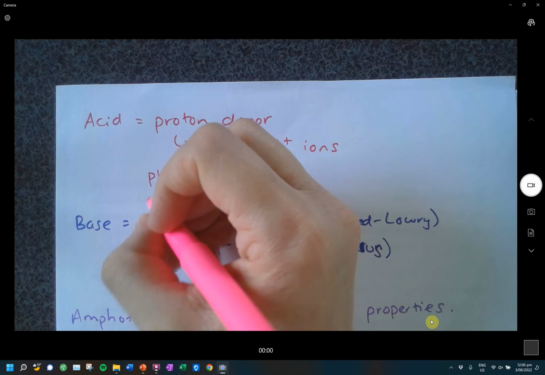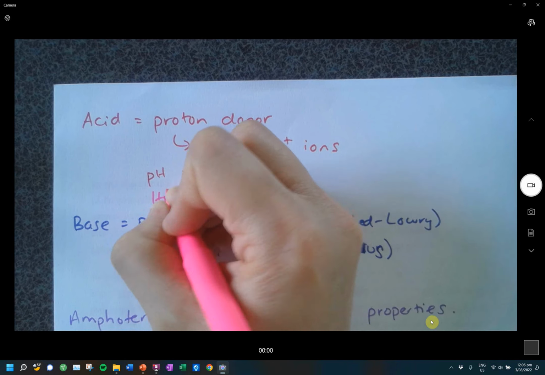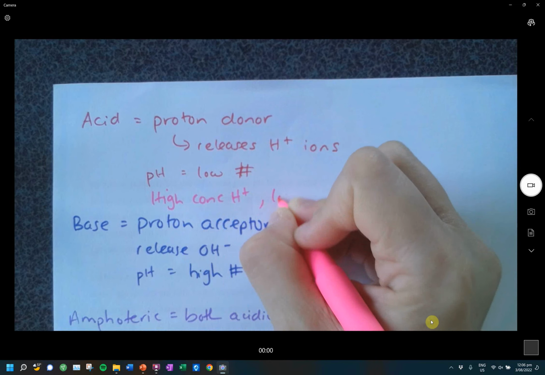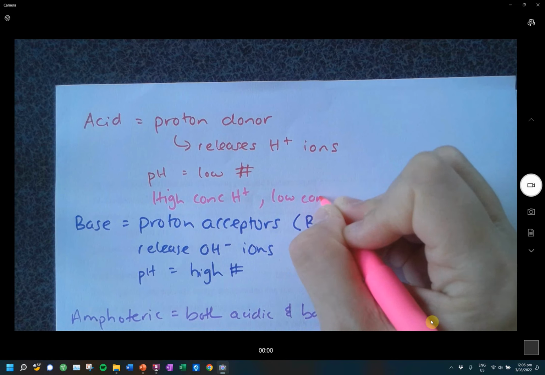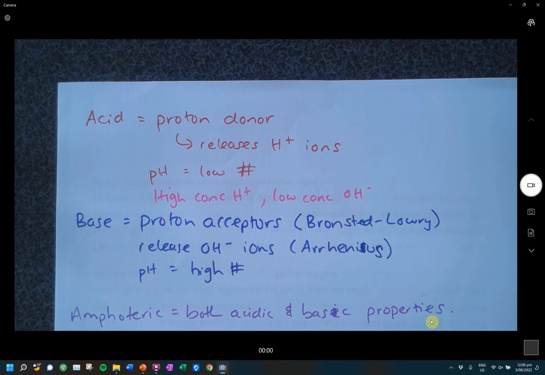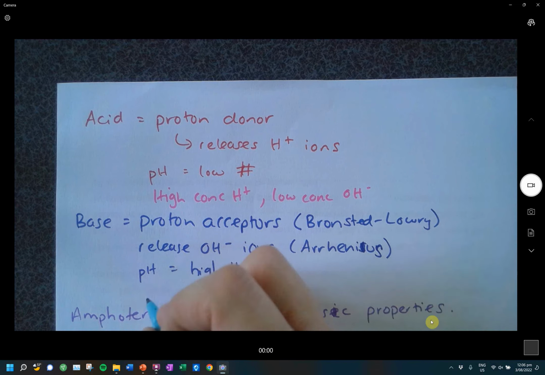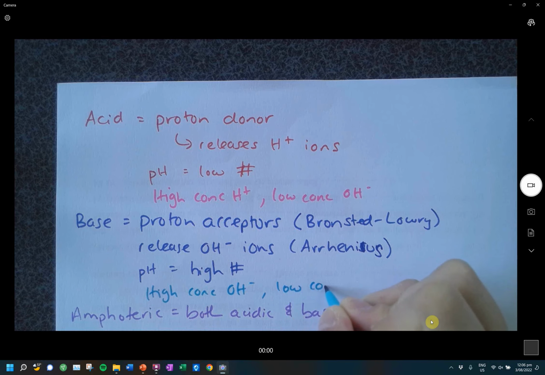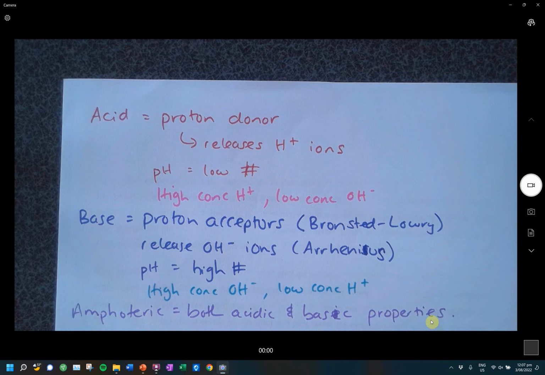Acids would have a high concentration of the hydrogen ions, low concentration of the hydroxide ions, if we were wondering. And then with bases, it's going to be the opposite. High concentration of the hydroxide ions, low concentration of the hydrogen ions. Just as an extra added thing.